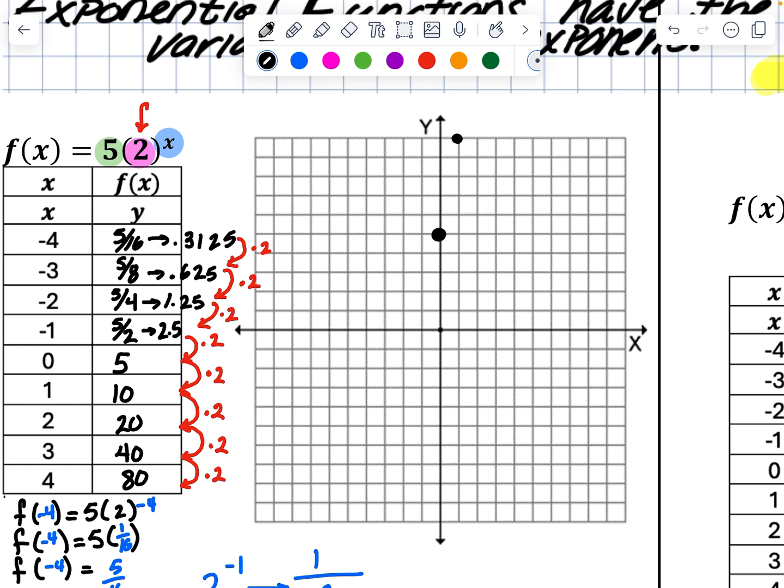So how about if we do (-1, 2.5)? (-1, 2.5) would be approximately here. (-2, 1 1/4) would be approximately here.